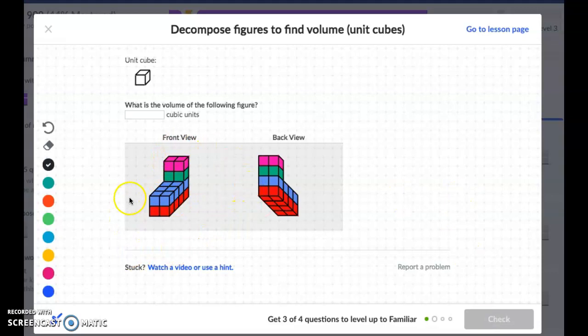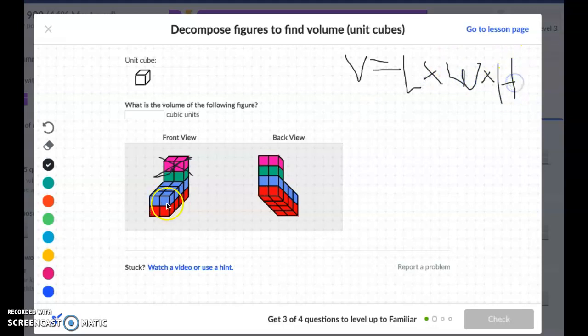Okay, so again, they're just showing us so that we can get a full view of what we're talking about here. In this case, again, I'm going to decompose, which means I'm going to break apart. So I'm going to ignore this pink and green part for now, and just focus on the blue and the red. So volume equals length times the width times the height.